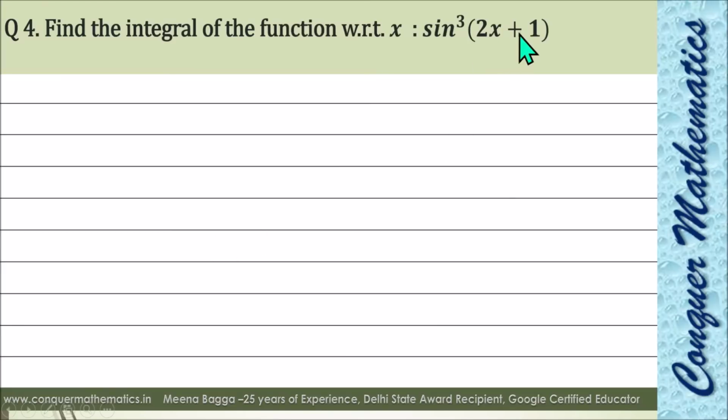Integral of sine cube of 2x plus 1. We have just used the formula: sine 3a is nothing but 3 sine a minus 4 sine cube a. Same we can use here. In place of a, in place of x, here is 2x plus 1. Let us just find the integral of sine cube of 2x plus 1 dx.